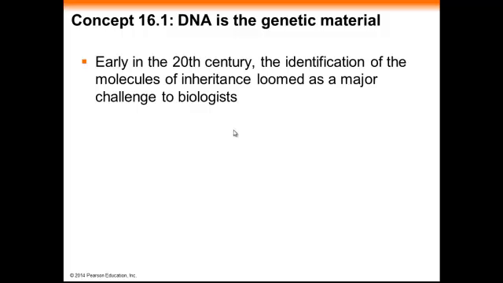Early in the 20th century, it was not known what the exact genetic material was. There was discussion about DNA, or nucleic acids, being the genetic material, or proteins, so a number of scientists were doing studies to try to figure it out.